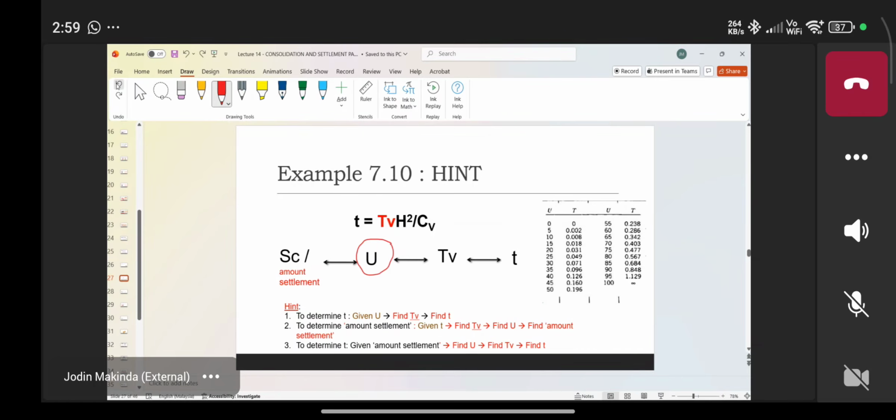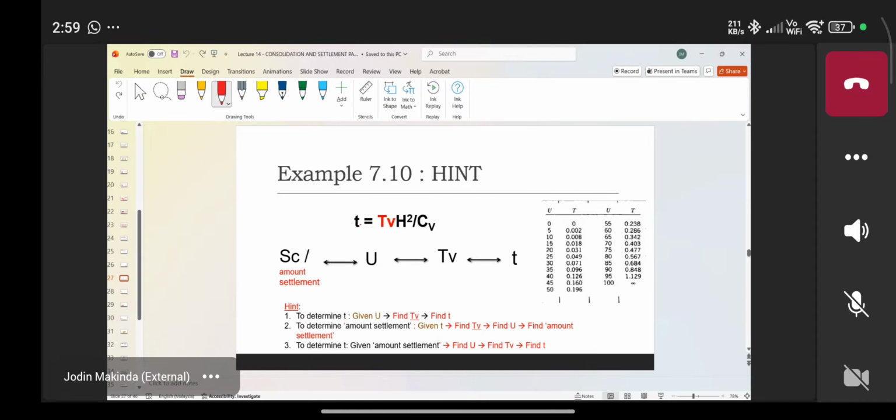Similarly, if you are given time, but the question asks you to find settlement, what you can do? You use time to find time factor first, and then you use time factor to calculate U, which is the fraction of the equation, and then you use U to find SC in that direction. So easy. If you know this method, you can solve any problem related to rate of settlement.